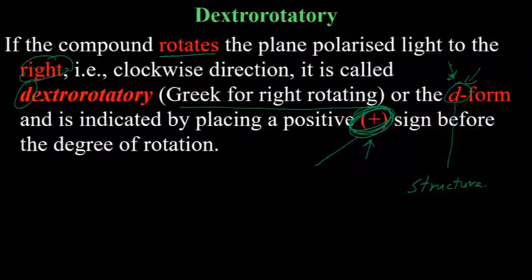And I hope you now understand what I am talking about rotation. Rotation is when the light is passed through a Nicol prism, whether the light is rotated towards right or towards left.